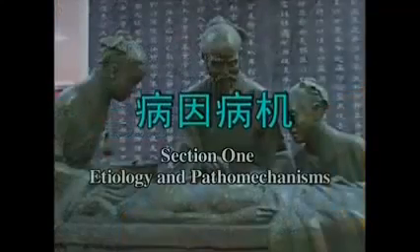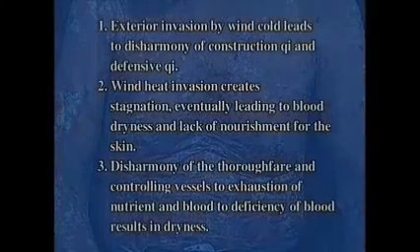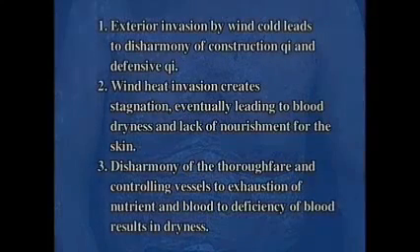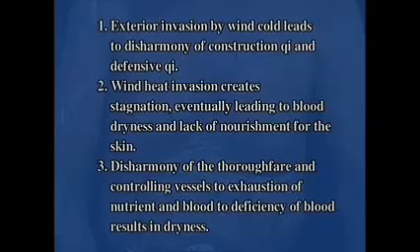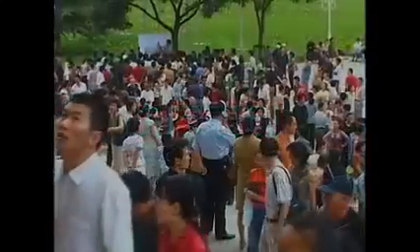Section 1. Etiology and pathomechanisms. 1. Invasion by wind cold leads to disharmony of the construction and defensive qi. 2. Wind heat invades the pores and creates stagnation, eventually leading to blood dryness. 3. Disharmony of the thoroughfare and controlling vessels with exhaustion of blood leads to blood deficiency and produces wind and dryness.